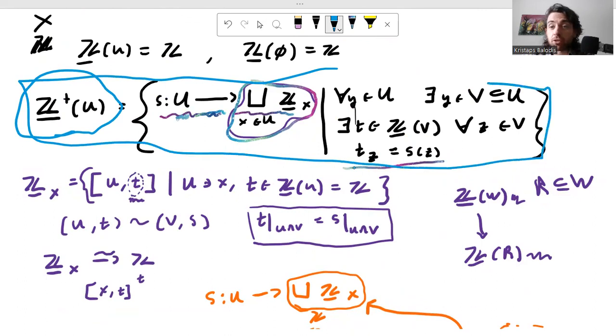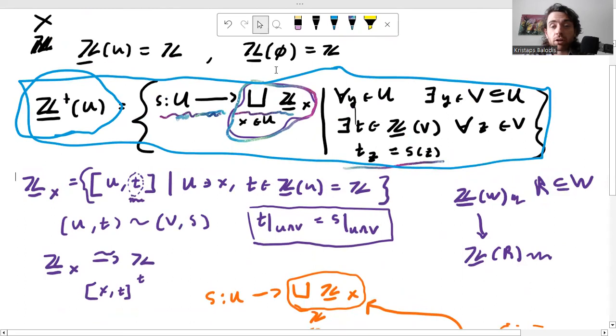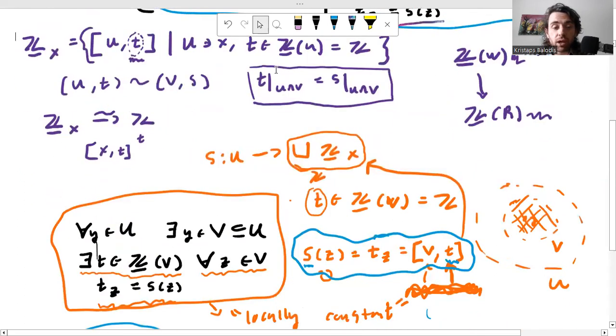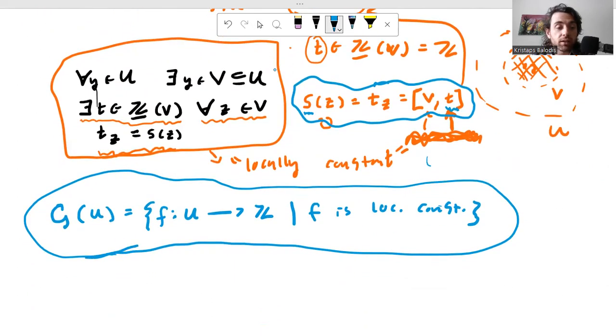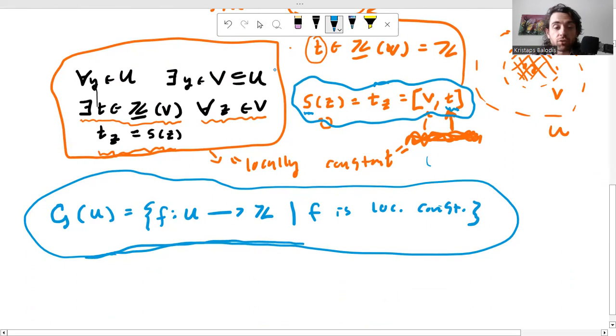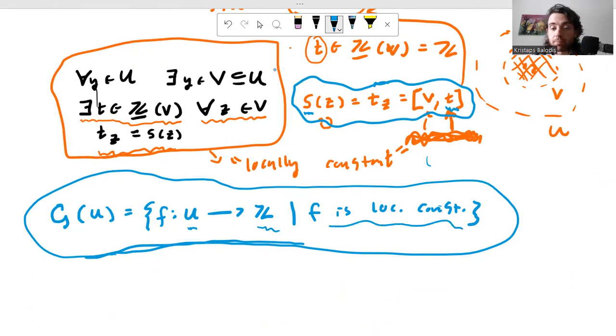So that's basically it. So now we see what happens, right? We have our constant presheaf, not a sheaf. We see what happens when we apply the sheafification functor, at least up to isomorphism. What we get is just the collection of functions from open sets into our ring, which are locally constant.